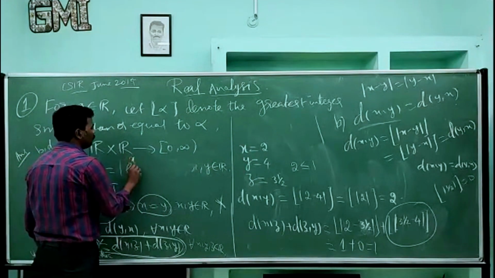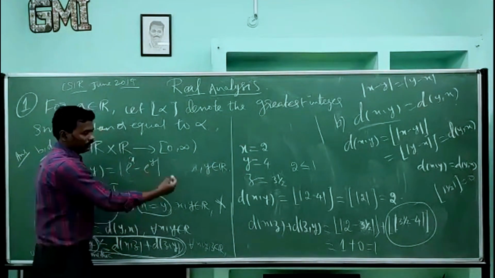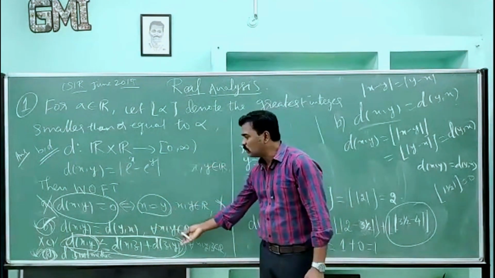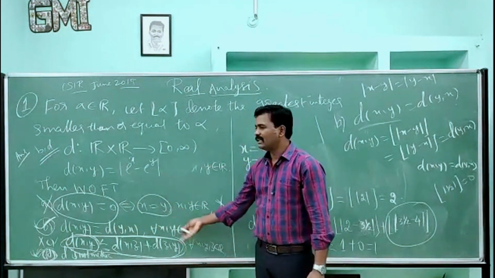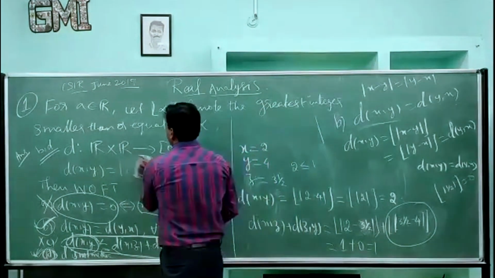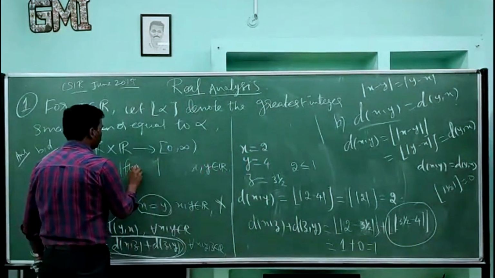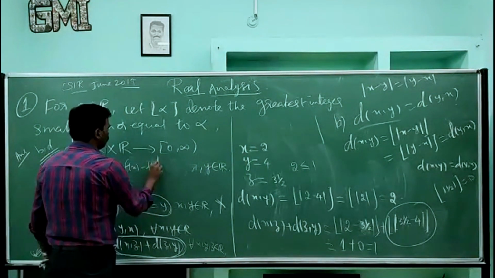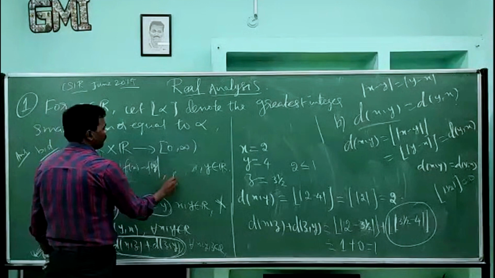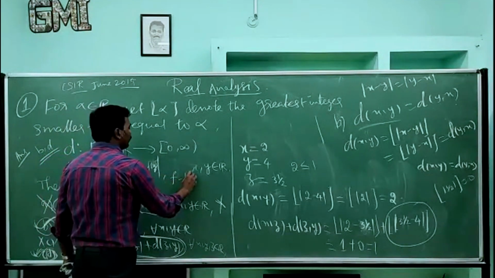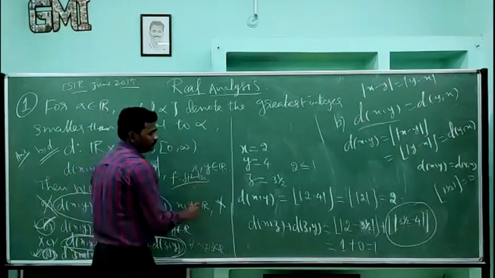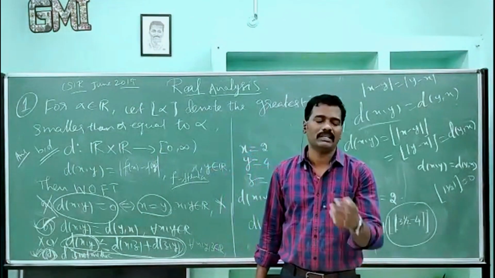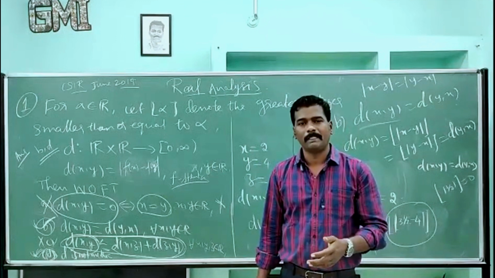Mod of e power x minus e power y. They will be asking whether this is a metric, which of the following are true, whether this is a metric or not. Not necessarily e power x and y, just f of x minus f of y, they will be asking. Different kind of question we can ask. Mod of f of x minus f of y, where f is a strictly increasing function, something they can write. This is a way of creating metric, but this function is not making metric.